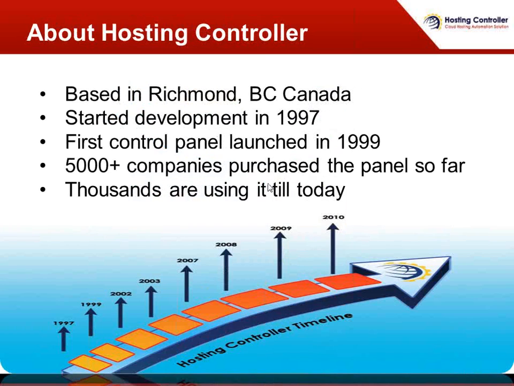So a quick note about the company. We are based here in Richmond, British Columbia in Canada. We started development of this automation product back in 1997, and the first control panel was launched in 1999, so it's been a while. During this time, some 5,000 plus companies have purchased the panel from us. They are mainly web hosting companies, as I said, and thousands are still using it till today.